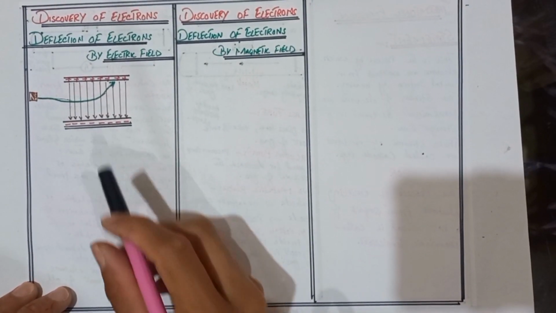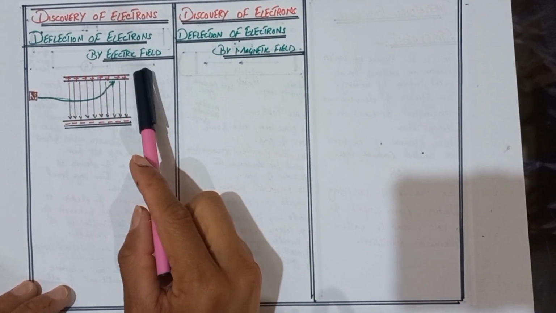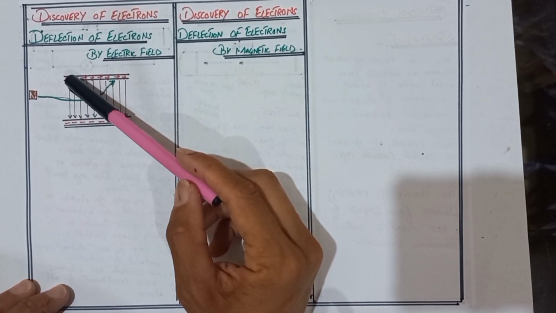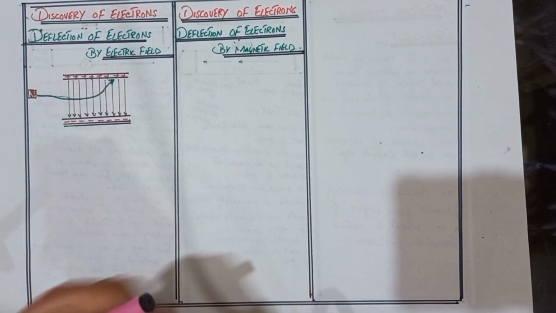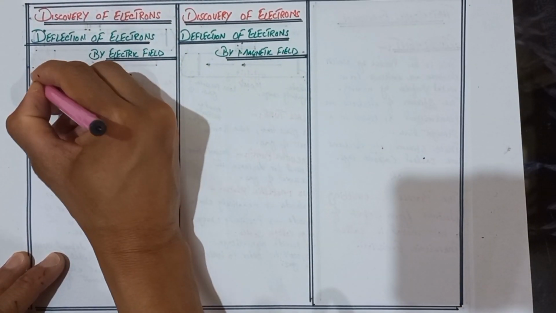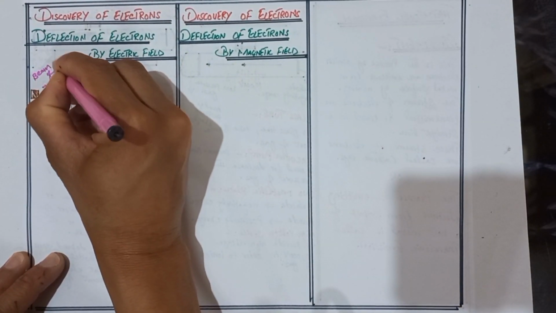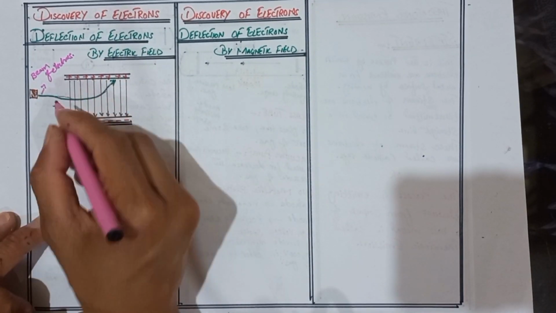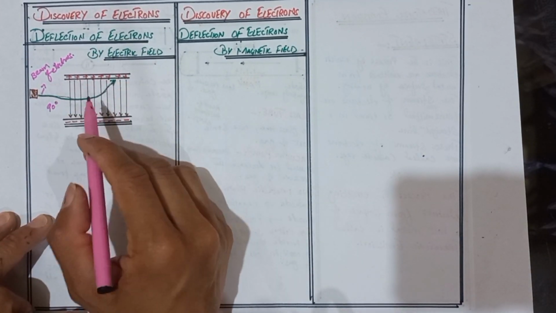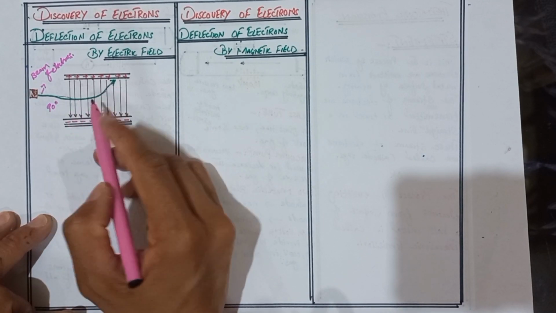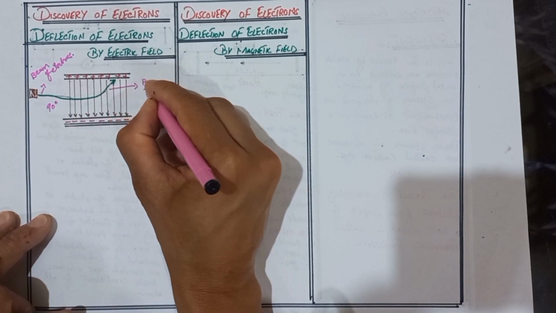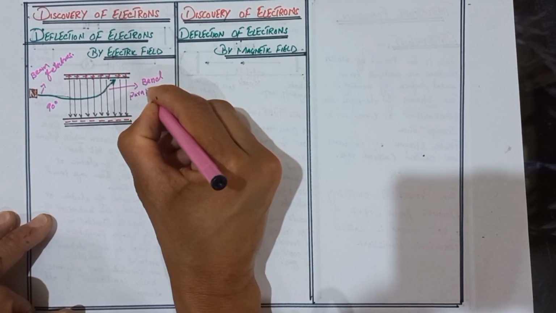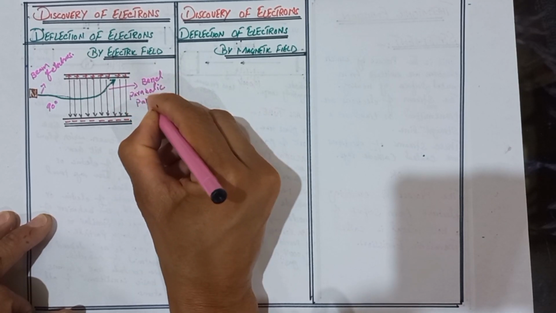In this topic, we discuss the deflection of electrons by an electric field. When the beam of electrons passes through the electric field that starts from the positive charge and ends on the negative charge, here we take the beam of electrons that enter into the electric field at 90 degrees. When they enter the electric field at 90 degrees, they bend toward the positive plate and make a parabolic path.